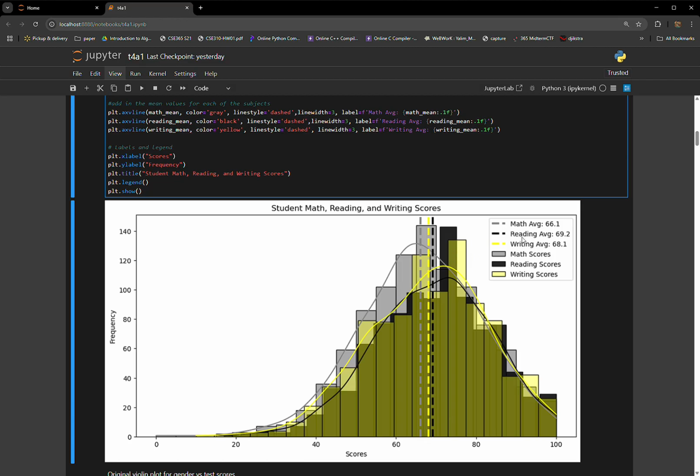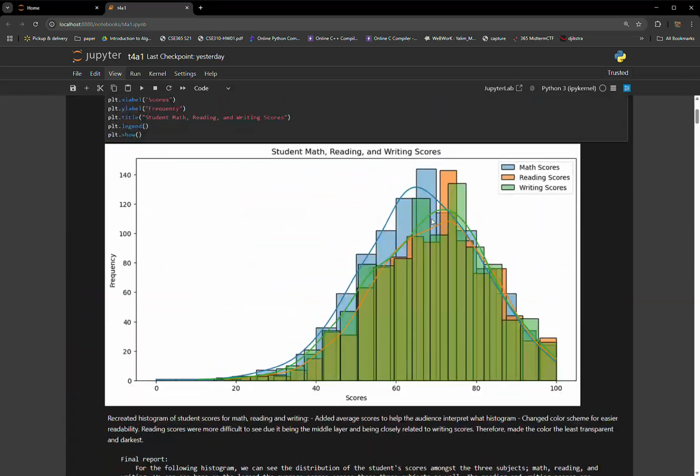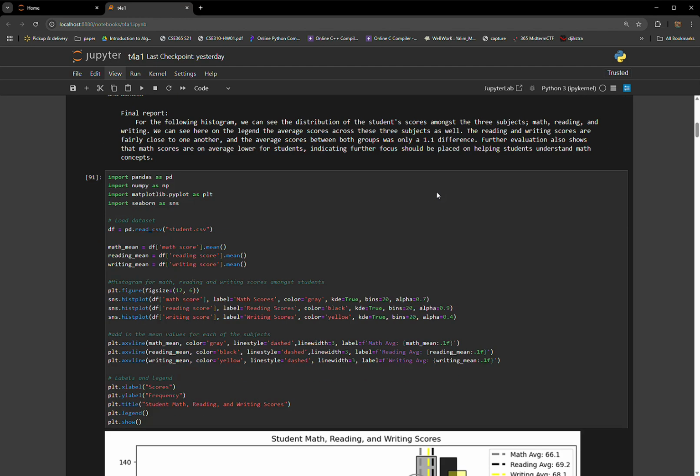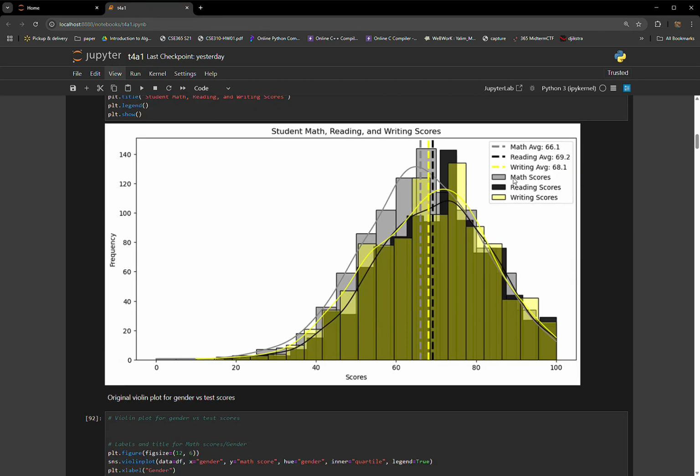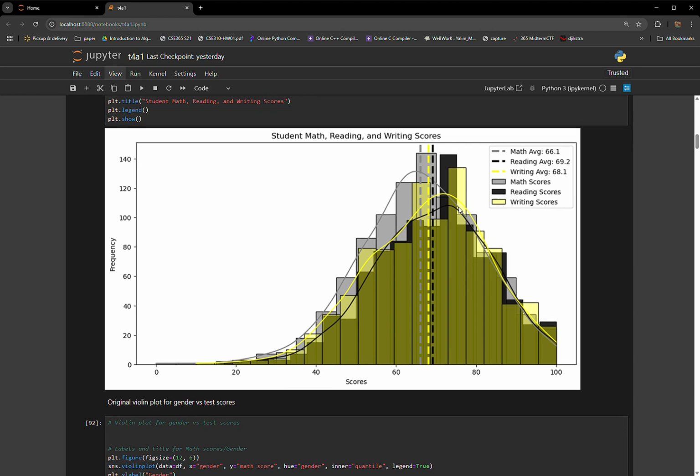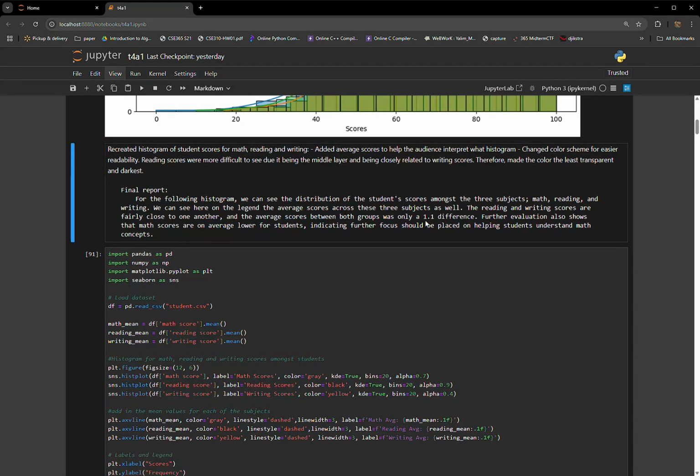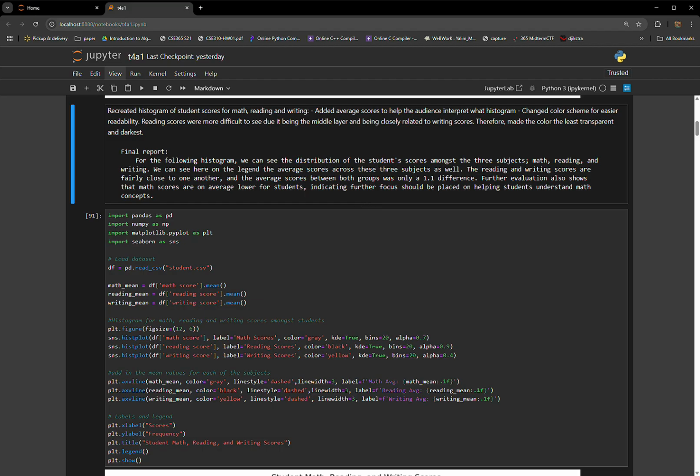And then I also added an average line, because by just looking at this, you can't really tell the average of the scores, like which one's higher or lower. Even the blue, which is the math scores, you can't really tell it's lower than the others because it has a higher peak. But by indicating in this legend here that they're the average scores, you can tell that the math scores are lower than the reading and writing scores, which I put into my final report, and which is what I would be saying to the audience.